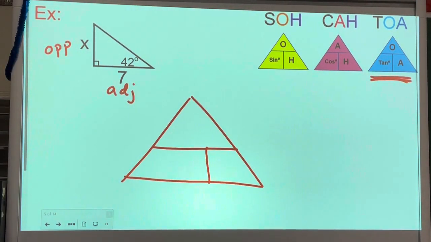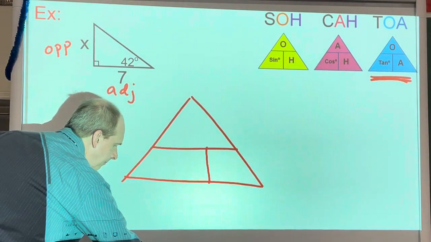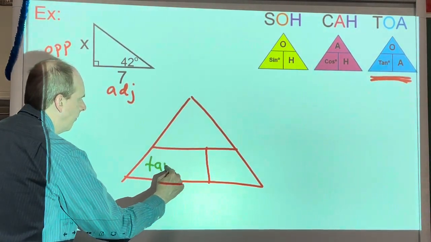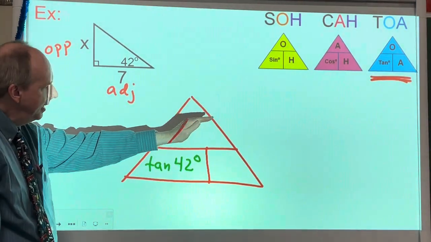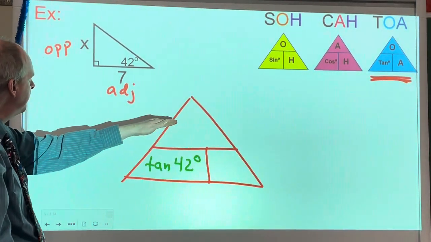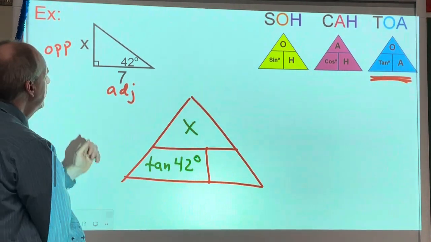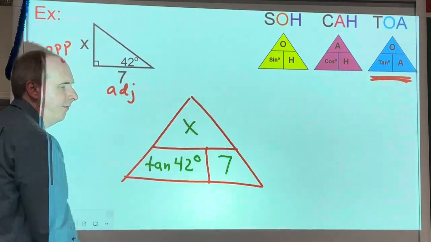In the bottom left corner, we put the tangent of our angle. So we have tangent of 42 degrees. Then we need opposite and adjacent. Opposite is X, adjacent is 7.